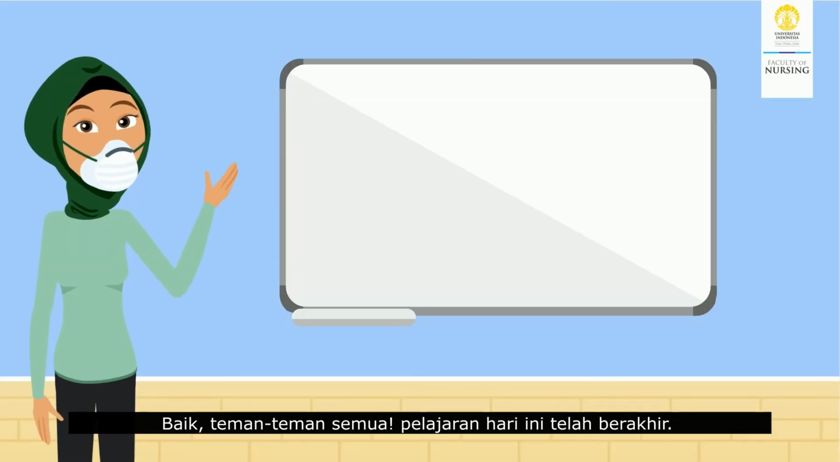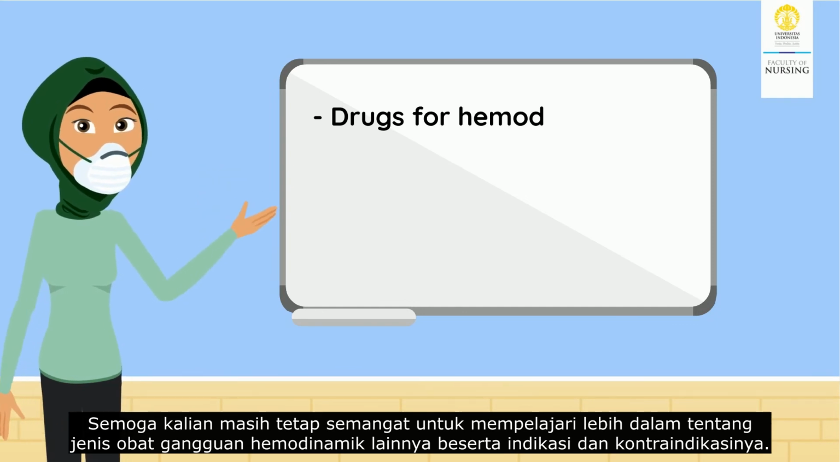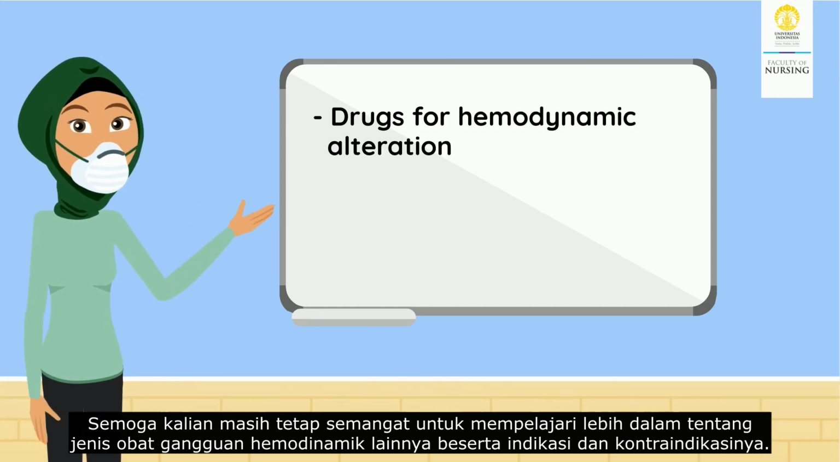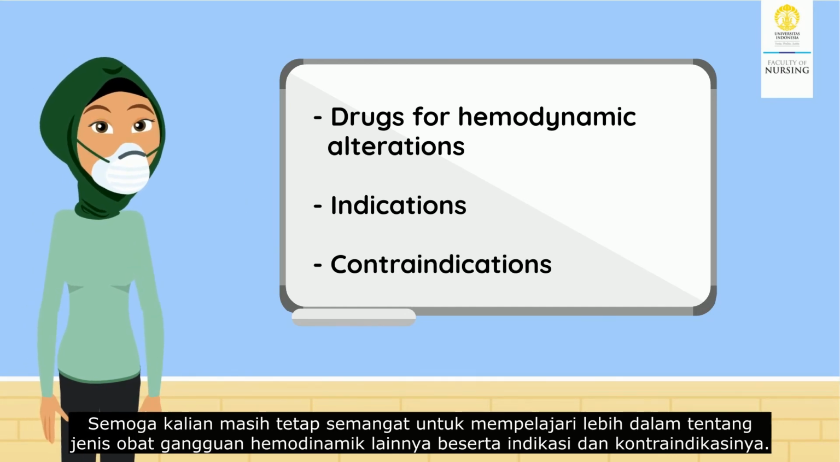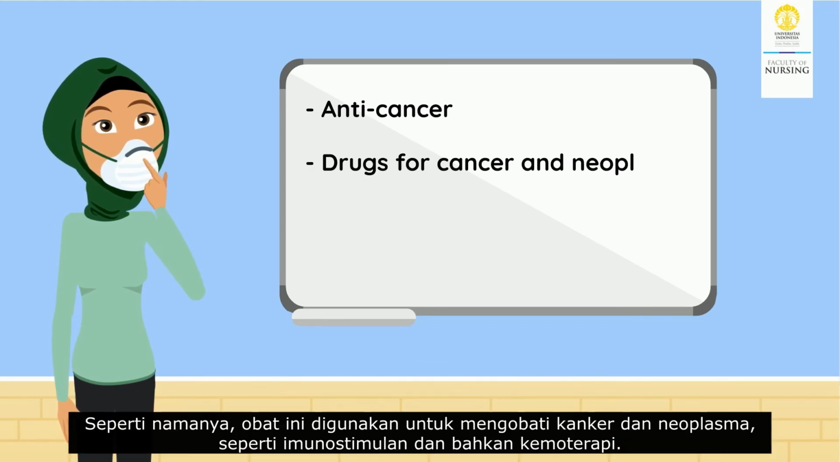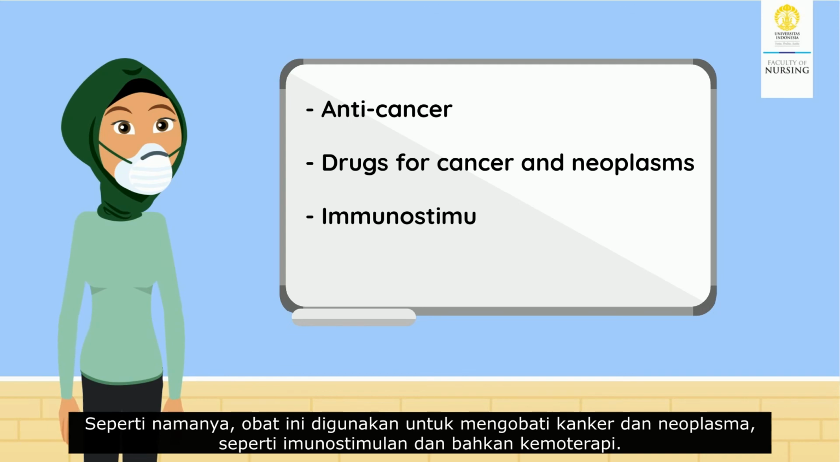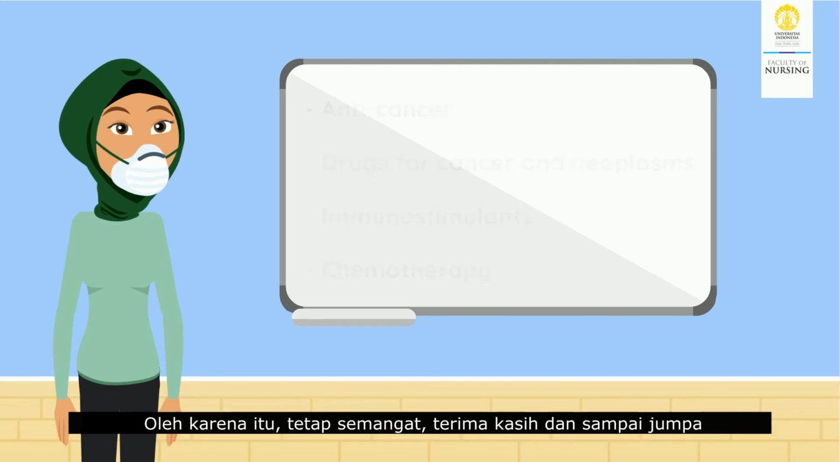Alright, this is the end of today's lesson, everyone. I hope you are still in high spirits to learn more about other types of drugs for hemodynamic disorders and their indications and contraindications. In the next video, you will also learn about a drug called anti-cancer. This drug is used to treat cancer and neoplasms, such as immunostimulants and even chemotherapy. So stay tuned.